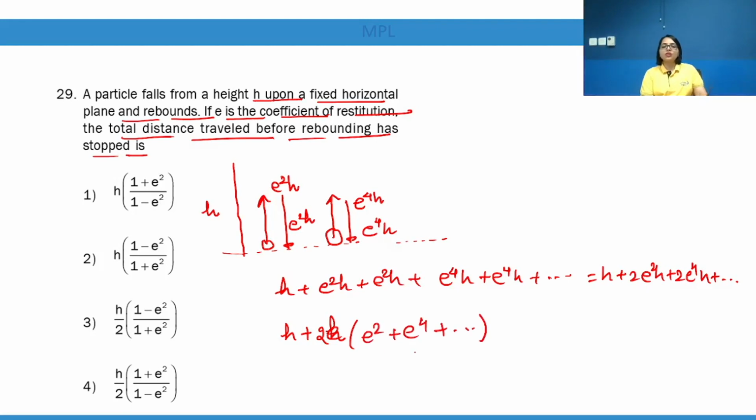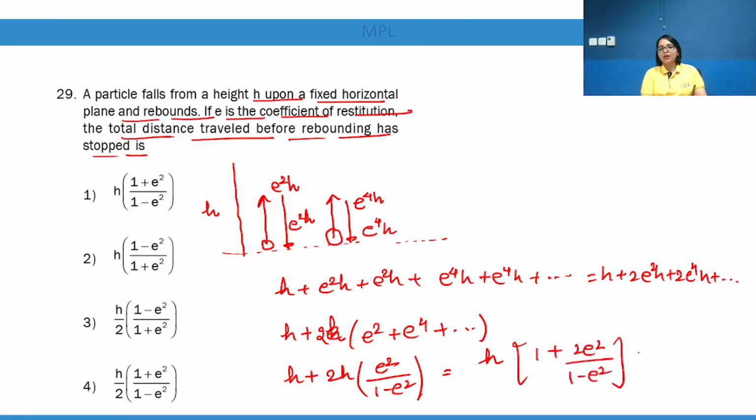So this is your infinite GP, so this will be h plus 2h, and the summation of an infinite GP is a upon 1 minus r, so it is e square upon 1 minus e square. So you can take h common, so it will be 1 plus 2 e square upon 1 minus e square, which is 1 plus e square upon 1 minus e square into h, right? You can directly remember this result if you want, because this one is very important. So the correct answer is option 1.